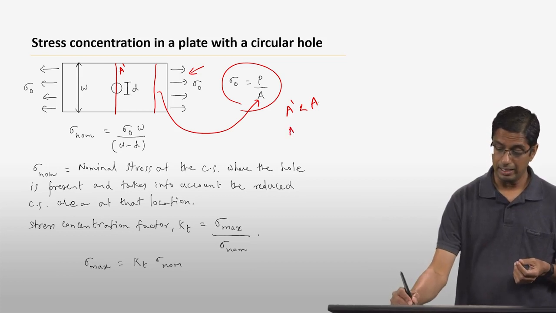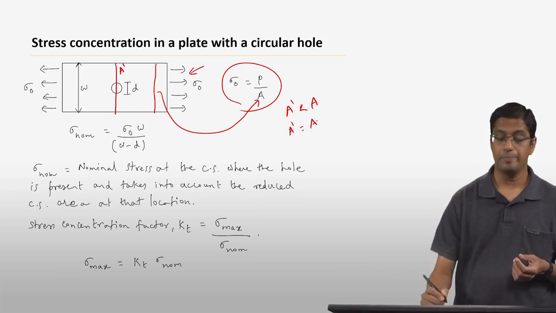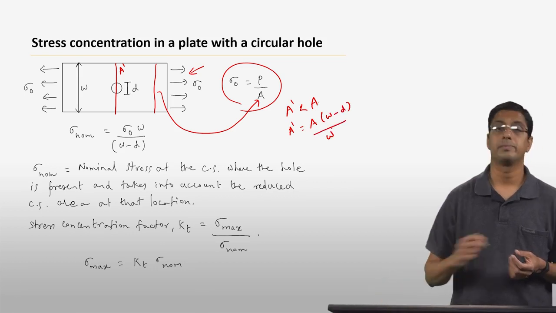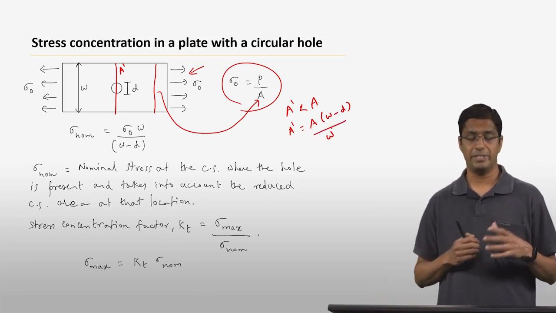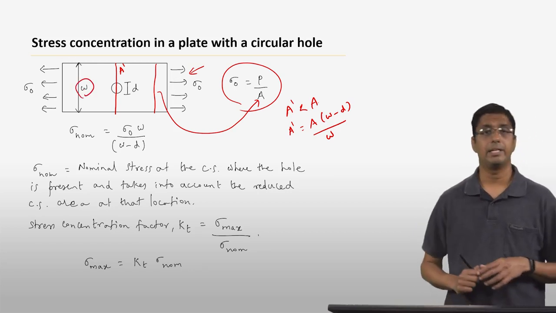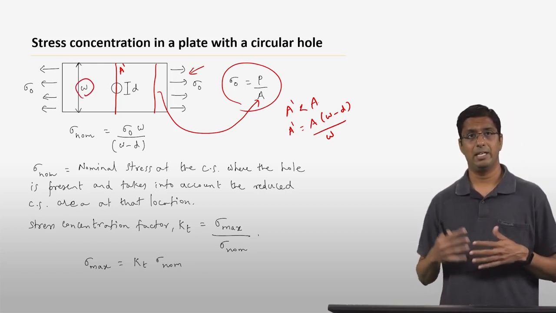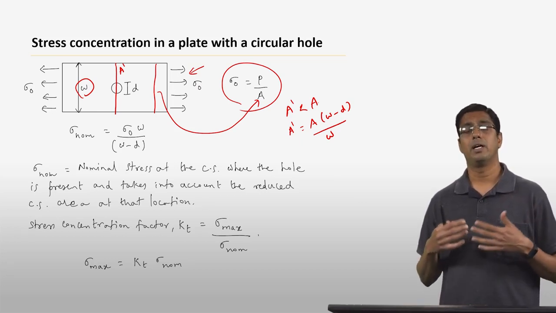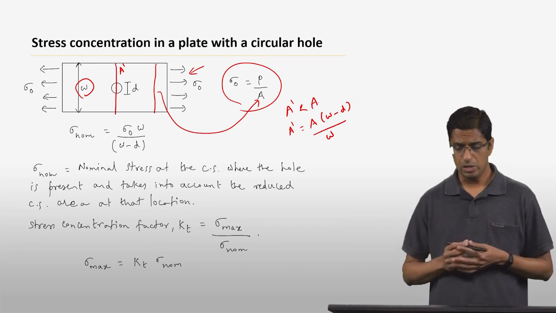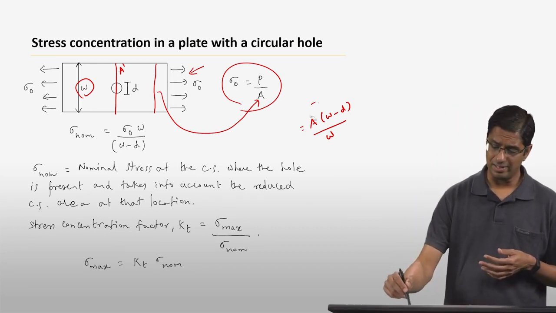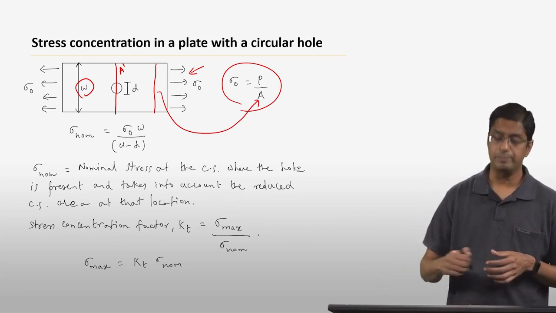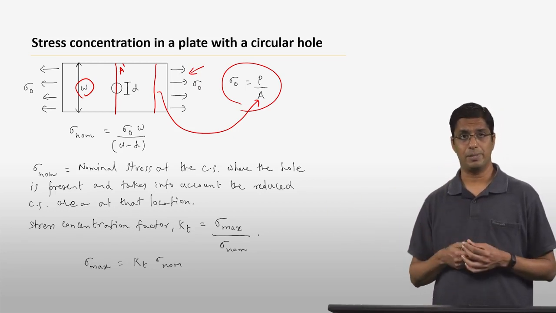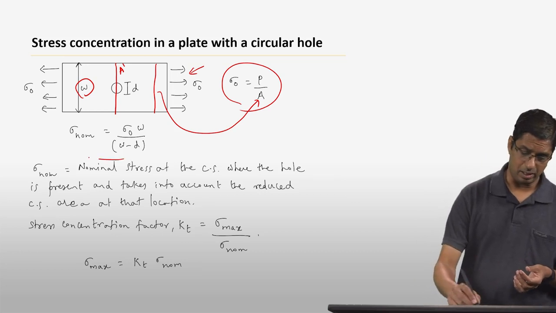Okay, and how are A prime and A related? A prime is essentially A times (W minus D) divided by W. So if W is the width of the plate, the effective cross-sectional area A prime is going to be (W minus D) over W times A. So if you find out the stress not at the far field, but actually in the cross-section where the hole is present, that is what is called the nominal stress.